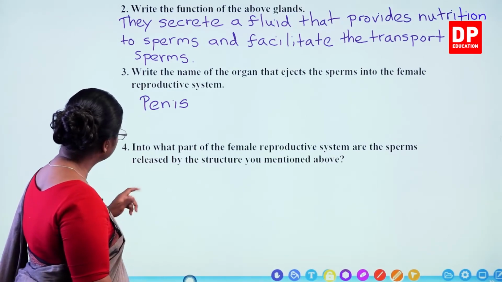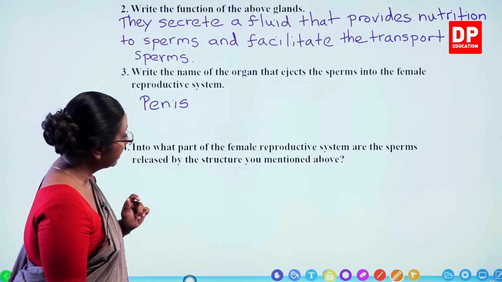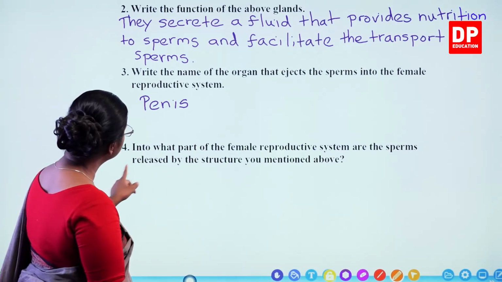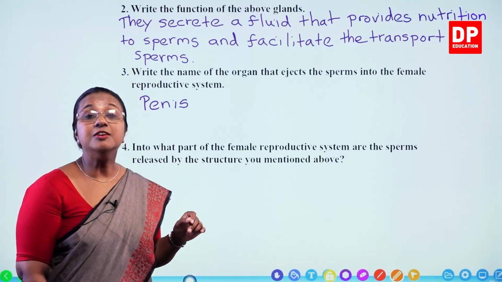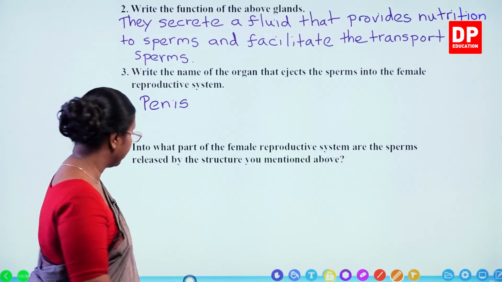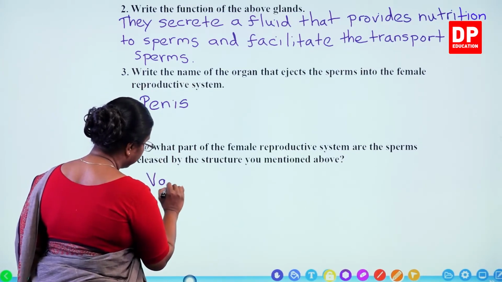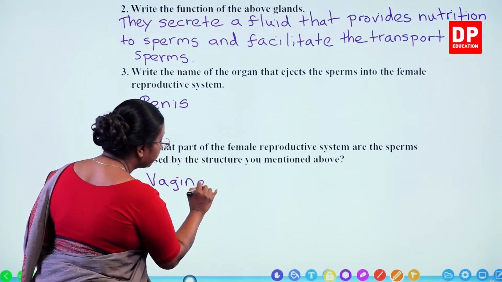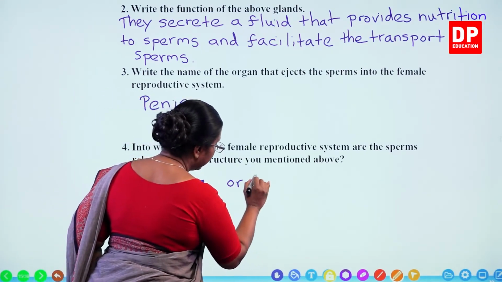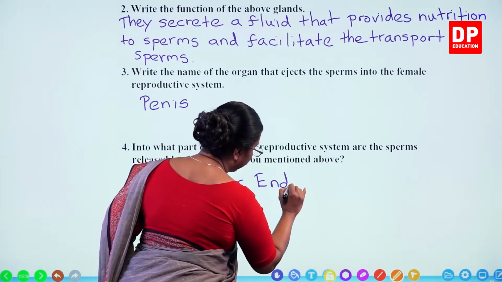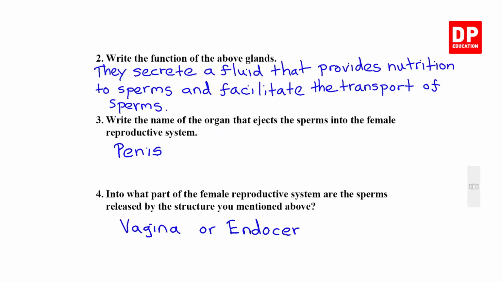Then the fourth one, into what part of the female reproductive system are the sperms released by the structure you mentioned above? So into the vagina of the female reproductive system. Vagina. Another name for vagina, endocervical canal.